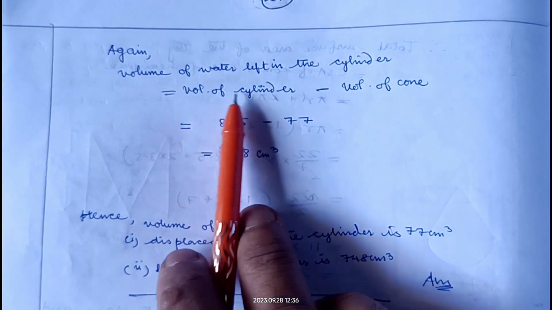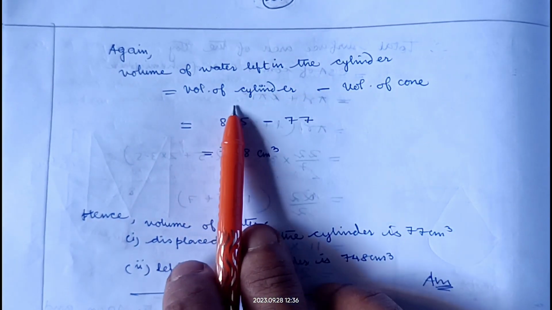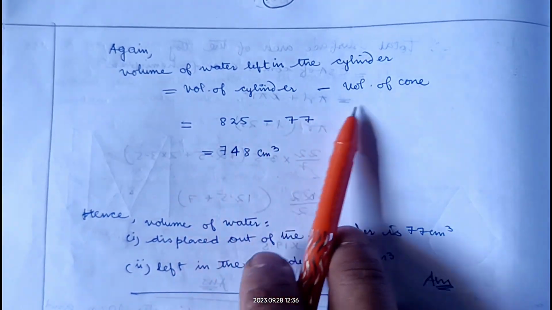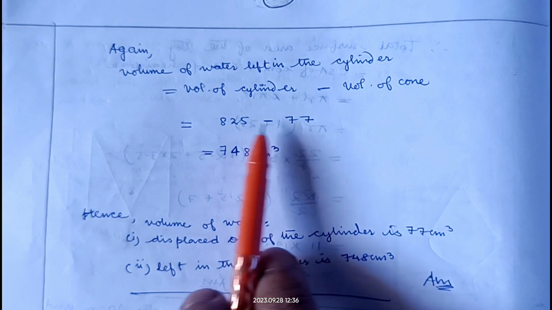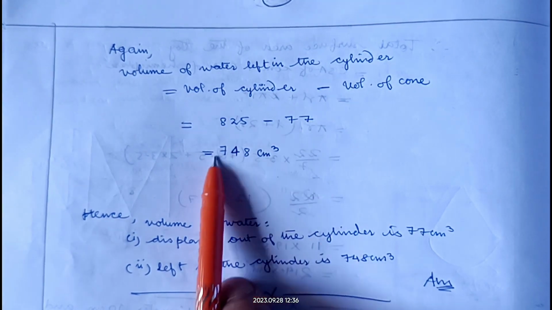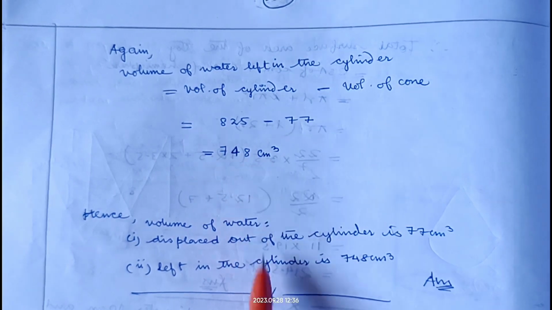Now we have to find volume of water left in the cylinder. It will be volume of cylinder minus volume of the cone. Volume of cylinder we got 825 and cone it is 77. If I subtract, it will be 748 centimeter cube. So this is the volume of water left in the cylinder.